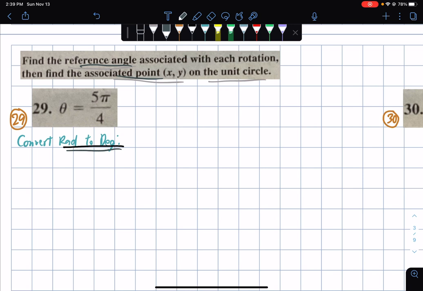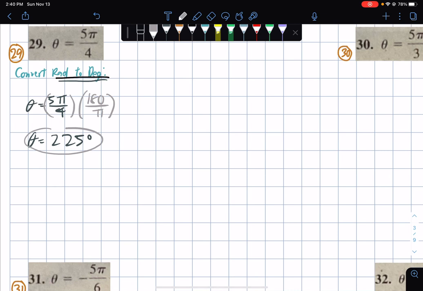Because theta is equal to 5 pi over 4, we convert it to degrees. 5 pi over 4 times 180 over pi is 225 degrees. So what we want to know now is, in what quadrant does this situate?